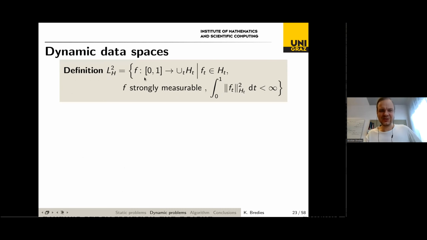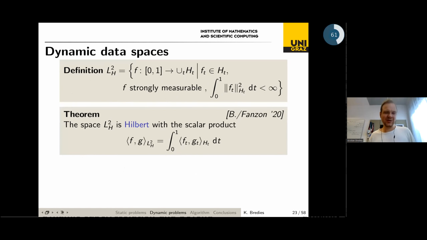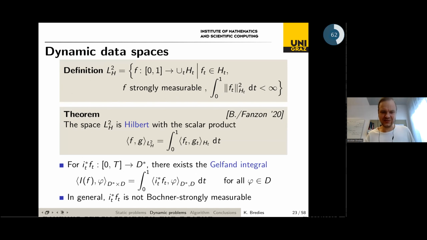Okay, but if you have such concepts, then you can define an L2 space with time-varying data. What you do is you map into the union of these Hilbert spaces, take care that for each t you are in the right one, that you're strongly measurable, and of course that the norm you would expect is finite. And this is actually a Hilbert space. So you have the usual scalar product, and you can just use this kind of measure-theoretic setup to solve your problem.